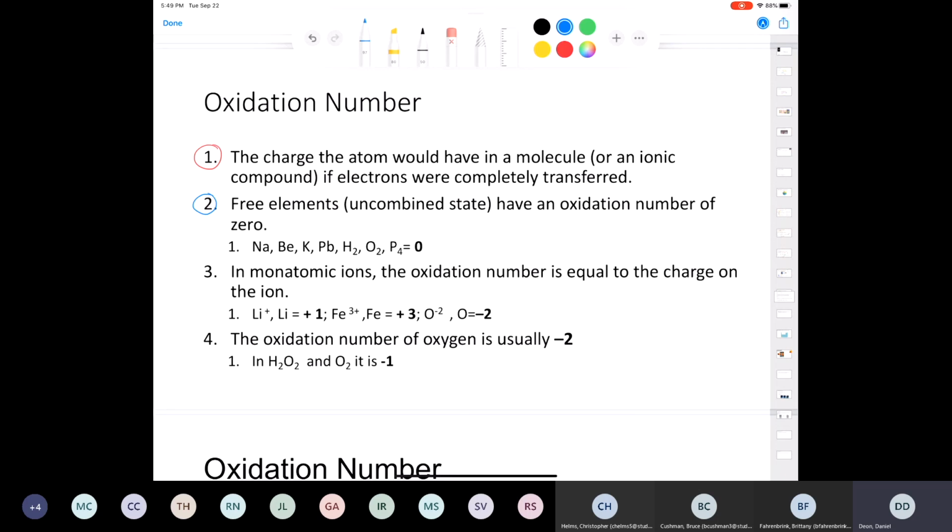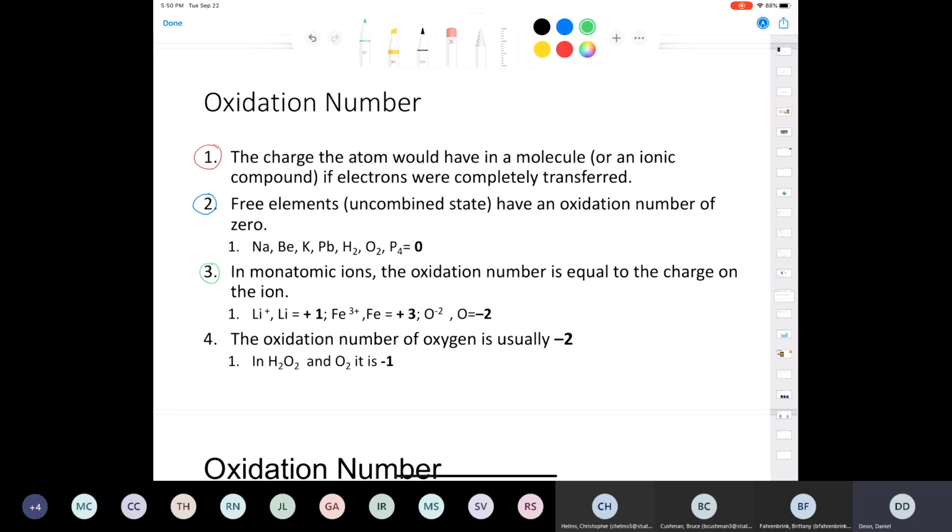The next one is one that I just mentioned: if you have a monatomic ion. Monatomic just means one atom, and it's an ion, so copper, oxygen, whatever, doesn't matter. The oxidation number is equal to the charge on the ion. So if you have lithium +1, it's got an oxidation number of +1. If you have iron 3+, it's got an oxidation number of +3. If you have O2-, it's got an oxidation number of -2. Nothing more than that.